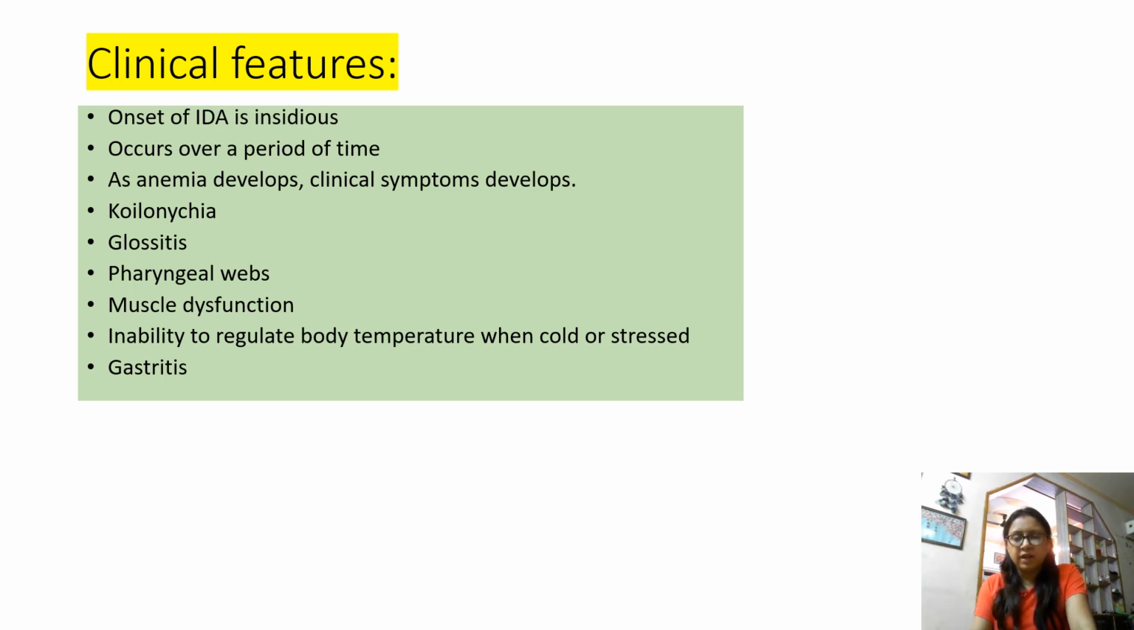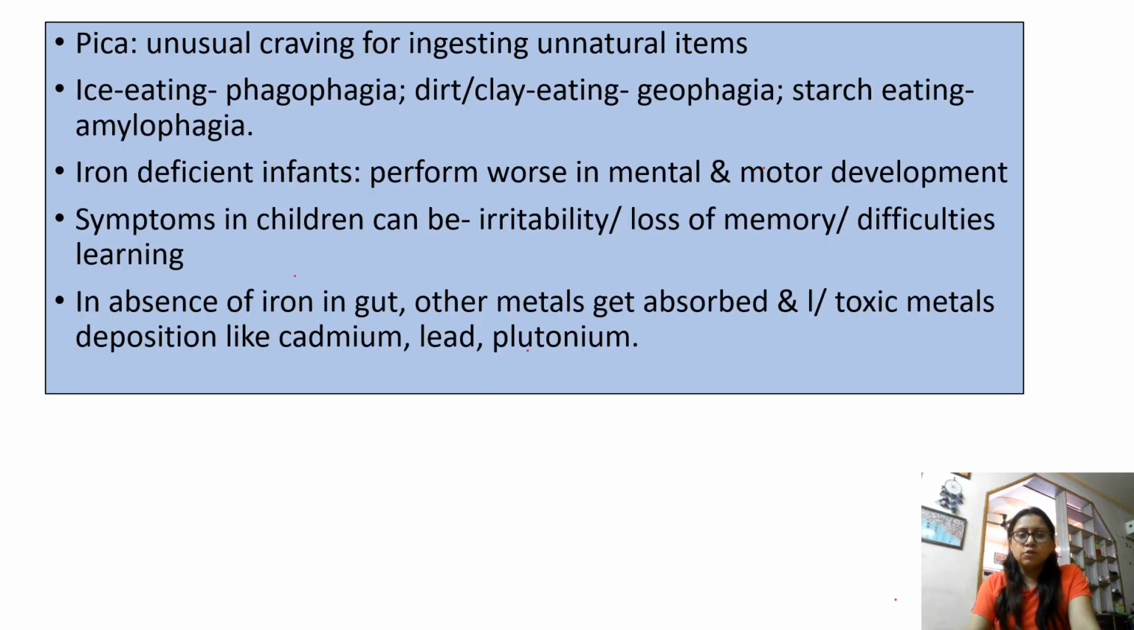As anemia develops, with frank IDA the patient will develop clinical signs and symptoms. So koilonychia is a spoon-shaped nail, okay? Then glossitis, pharyngeal webs, muscle dysfunction, inability to regulate body temperature when cold or under stress, and also gastritis. Pica is also a very common term used for symptoms of iron deficiency anemia. The patient will say they have an unusual craving for eating unnatural items, like ice eating, which is known as pagophagia. A patient with a habit of eating dirt or clay has geophagia. Then some patients complain of starch eating, that is amylophagia.